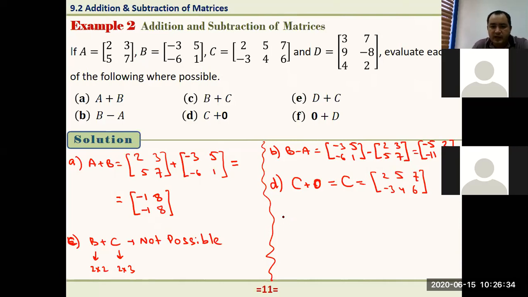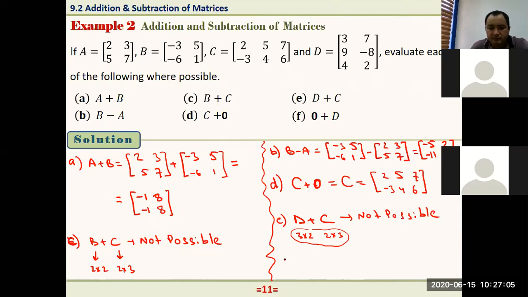Okay. And how about E? D plus C. This one is D, this one is C, right? What is the dimension of D? It is 3 by 2. Dimension of C, it is 2 by 3. So these things are not same, right? The orders of these two matrices are not same, so it's not possible to add this. Not possible.